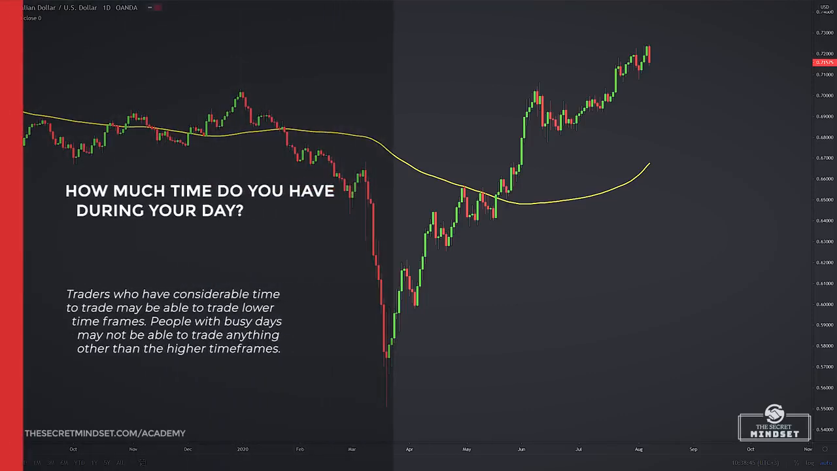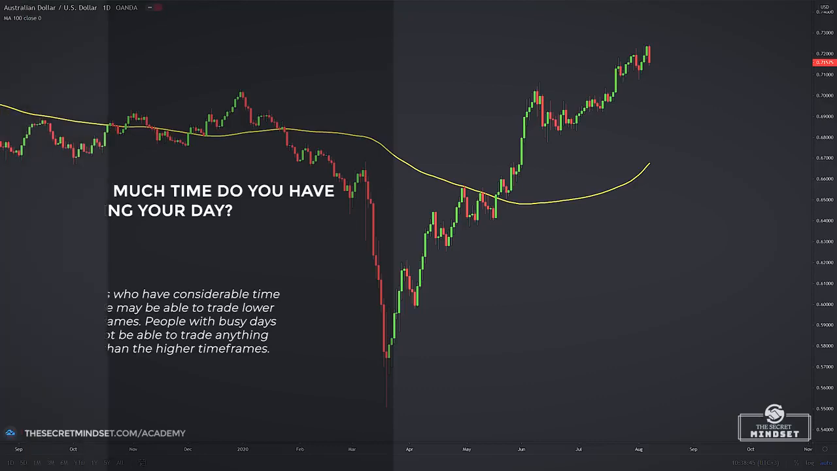Second, how much time do you have during your day? Traders who have considerable time to trade may be able to trade lower time frames, such as the 5-minute or the 15-minute charts. But people with very busy days may not be able to trade anything other than the higher time frame.